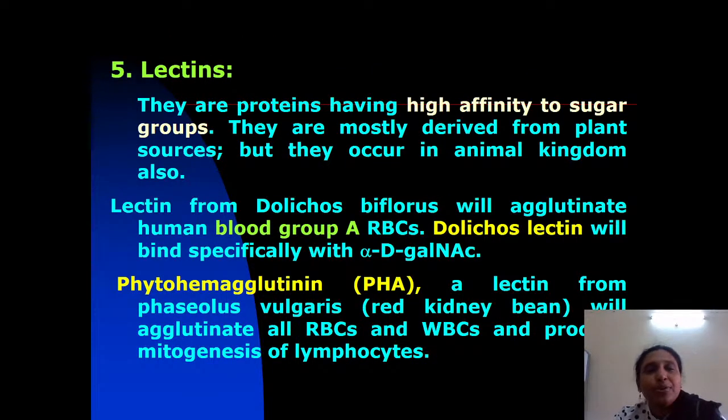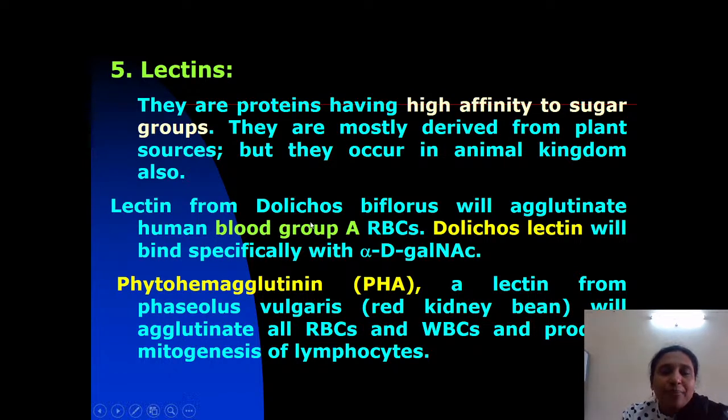The next simple protein is lectins. Lectins are proteins having high affinity to sugar groups, that is, to carbohydrates. They are widely distributed in nature, mostly derived from plant sources, but they may also be present in animals. The main property of lectin is its high affinity towards carbohydrates.